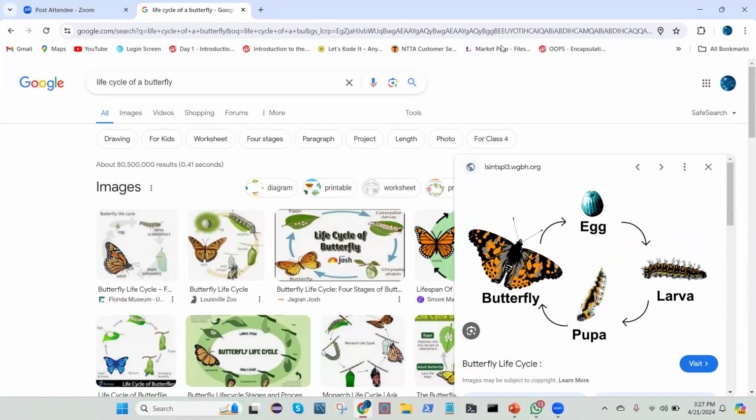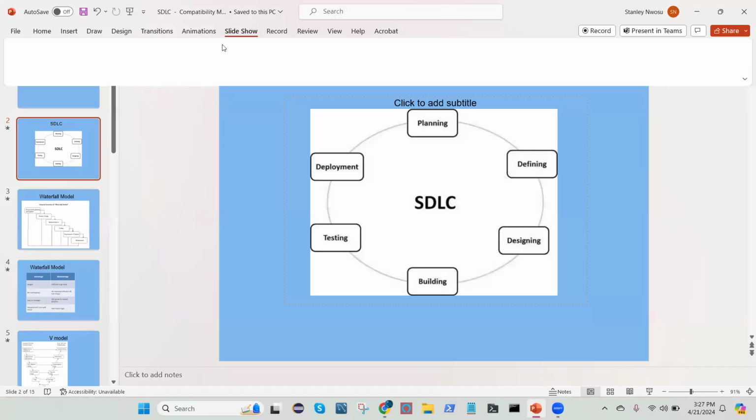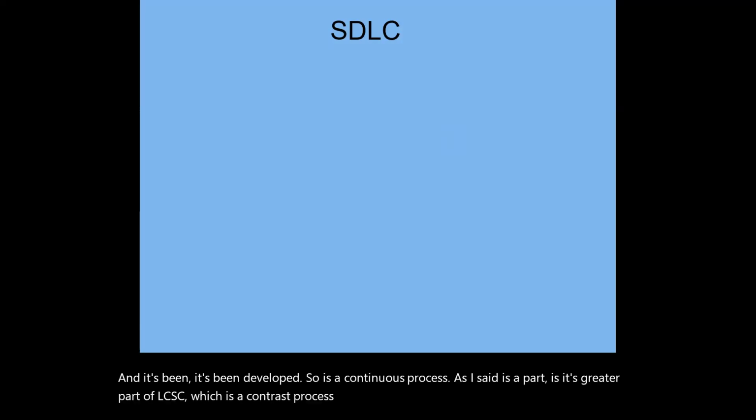Yes. So you see that a butterfly has different phases of development. We have the egg, we move to larva, from pupa to adult butterfly. This is a life cycle. So everything in life that is being developed has a life cycle to its maturity stage. So that's what tells us what SDLC is. Software is a particular thing that is being developed. So what is that SDLC?